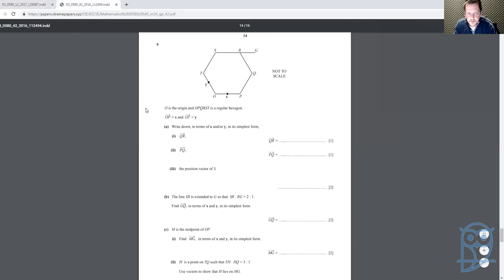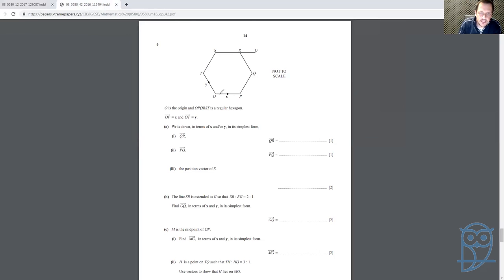All right. So O is the origin, and this is my regular hexagon. I've been told that OP is my X and OT is my Y. I'm underlining it because I'm not going to be able to write in bold. We need to write down in terms of X and Y, or in its simplest form, QR. So QR, we need that vector over there.